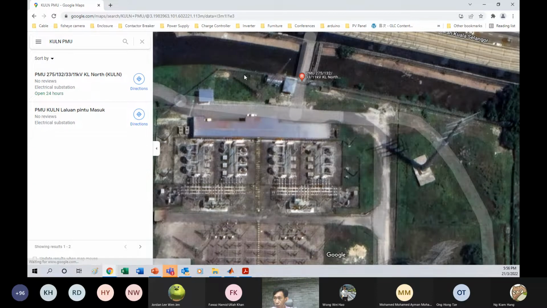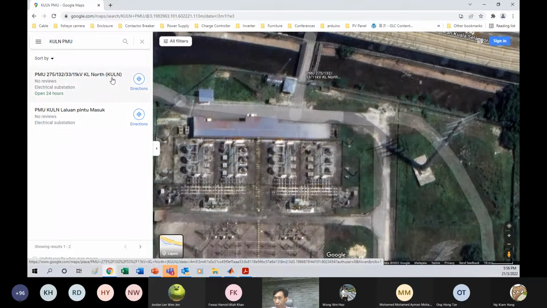TMB uses a code with four letters. KUL is Kuala Lumpur, N is north. So you will find KUL East, KUS South. There are 4 points in KL. Four main power incoming. You cut one, KL still got power. So it's considered very strong.